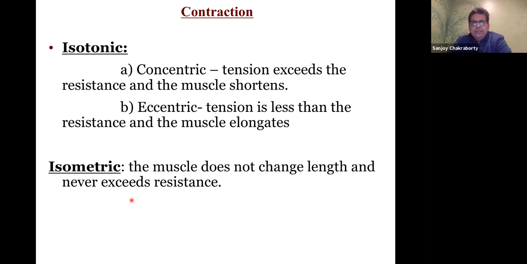Okay, so depending on that, muscle contraction again has two types, isotonic and isometric. Isotonic does change the length. Isometric does not change the length. Isotonic, if it elongates, we call eccentric. If it is shortened, we call concentric.